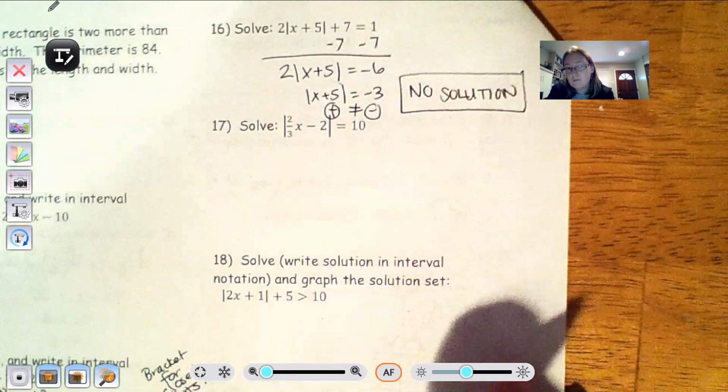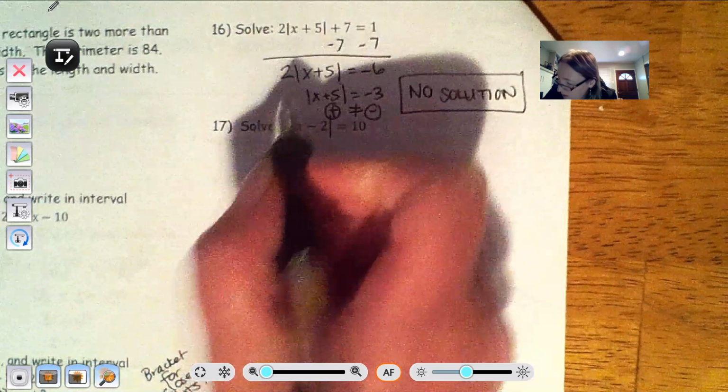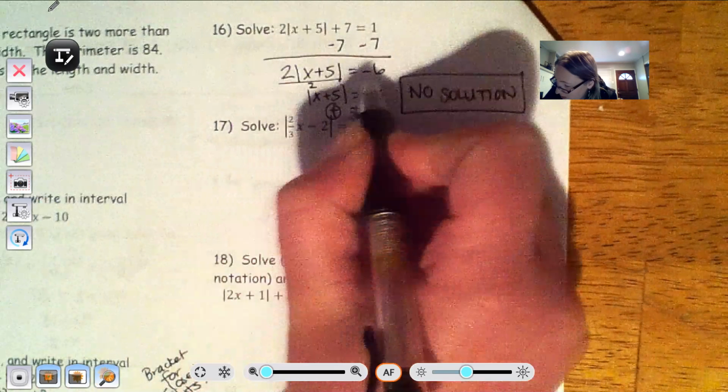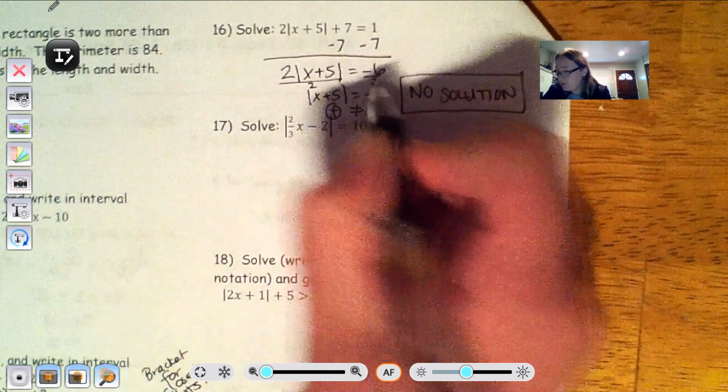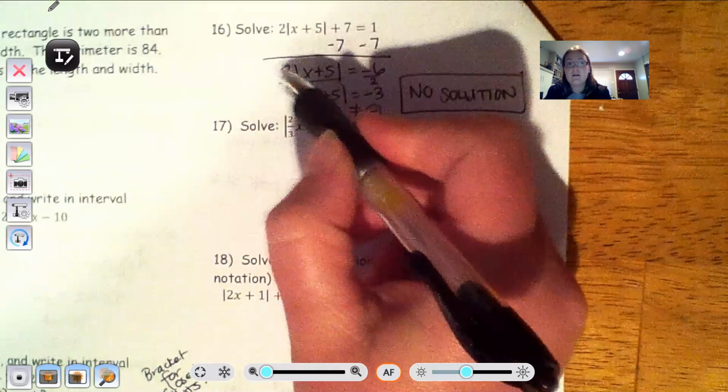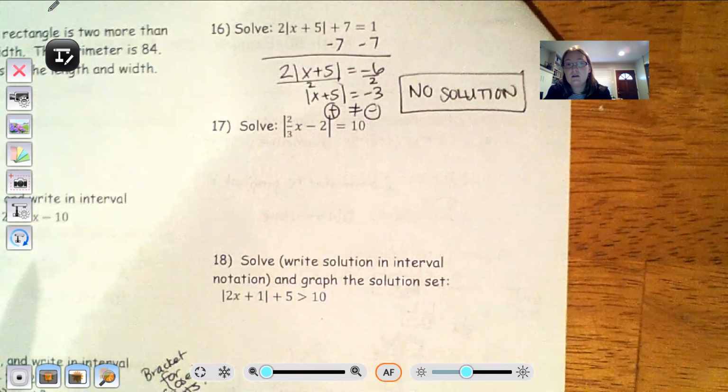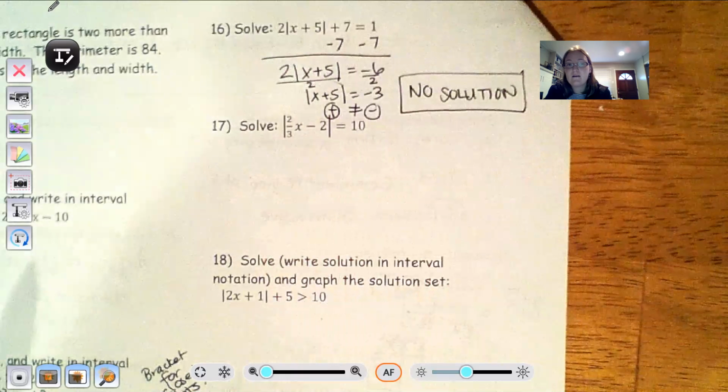How did you get rid of the 2 on there? Oh. Did you divide the -6 by 2? Yeah, divided both sides by 2, because it's 2 times that. Okay, you divided both sides by 2. Yeah. And you'll want to make sure that you've read all this out.